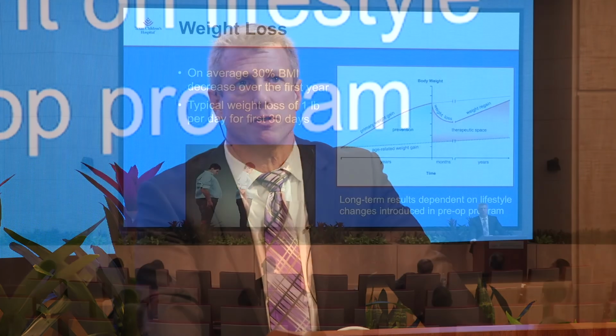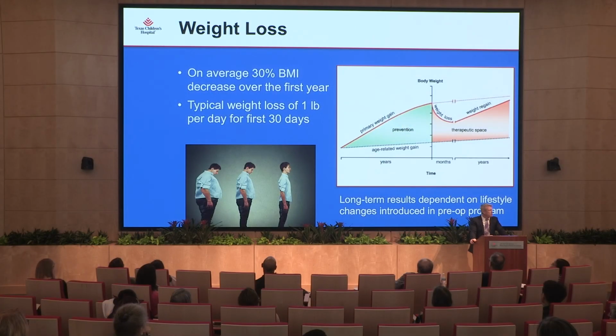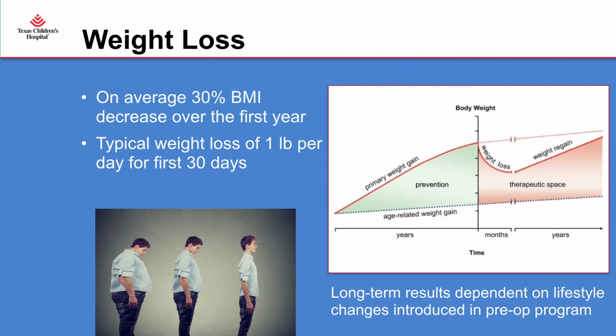Typically, the average amount of weight loss we're going to get, and remember, some kids will do better, some kids will do worse, is about 30% of your BMI off in the first year. That's about 60-70% of your excess weight. What we're seeing after surgery is about a pound per day for the first 30 days. That's really not unusual. It's kind of the average.